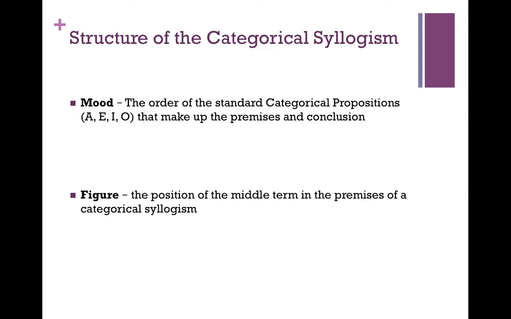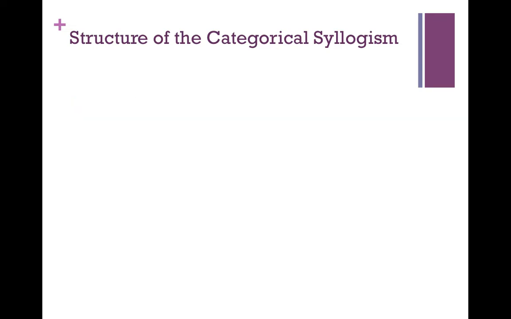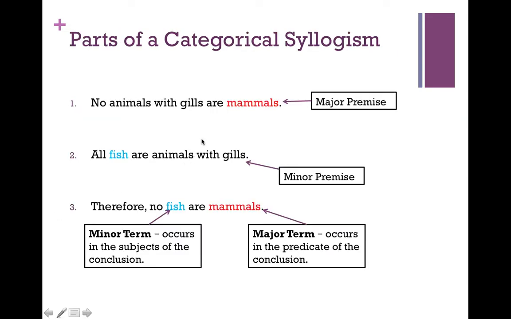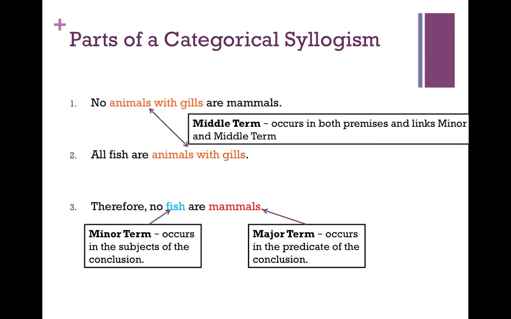Now, categorical syllogisms also have a figure, and the figure is determined by the position of the middle term. So the middle term, go back to this one, there we go, sorry, the middle term. See, the middle term in the first proposition right here occurs in the subject term, but the middle term in theory could have occurred in the predicate, and the middle term right here could have occurred in the subject. And you see here that there are going to be four basic combinations in which the middle term could occur.